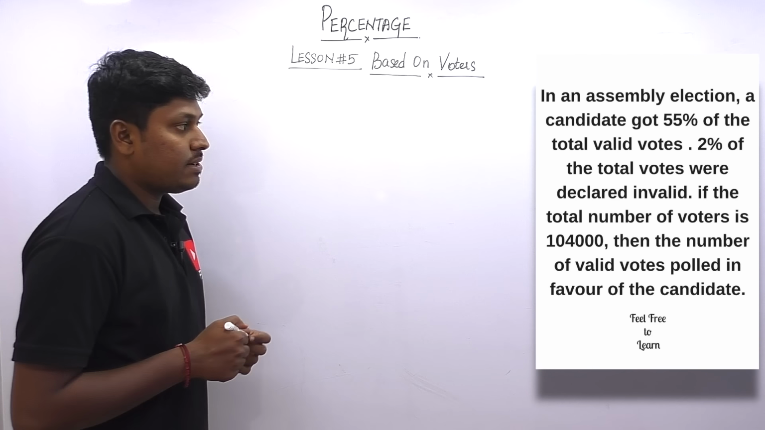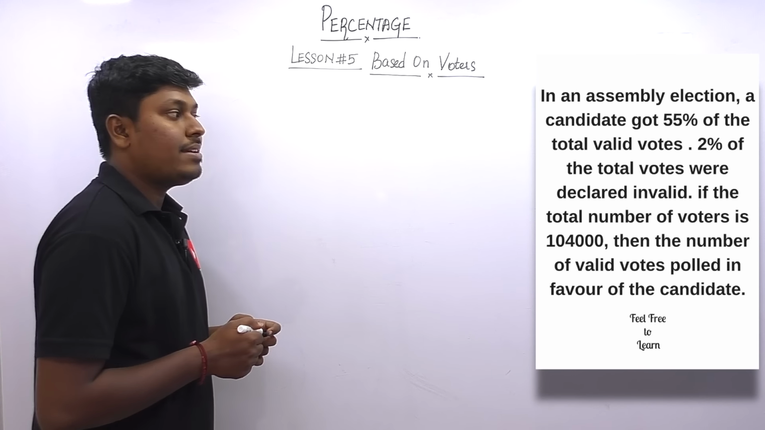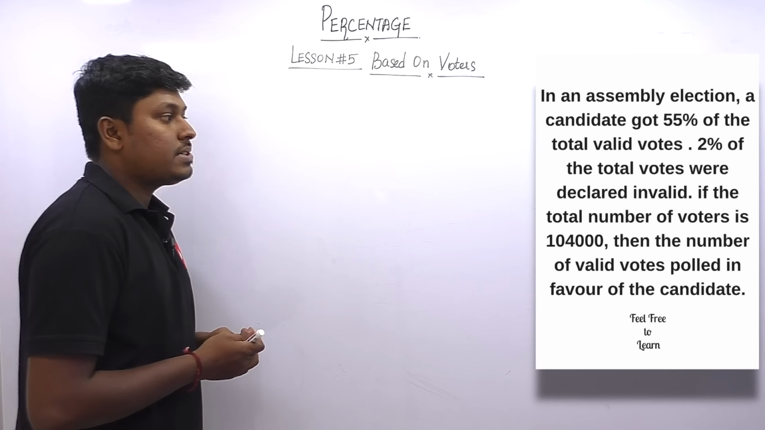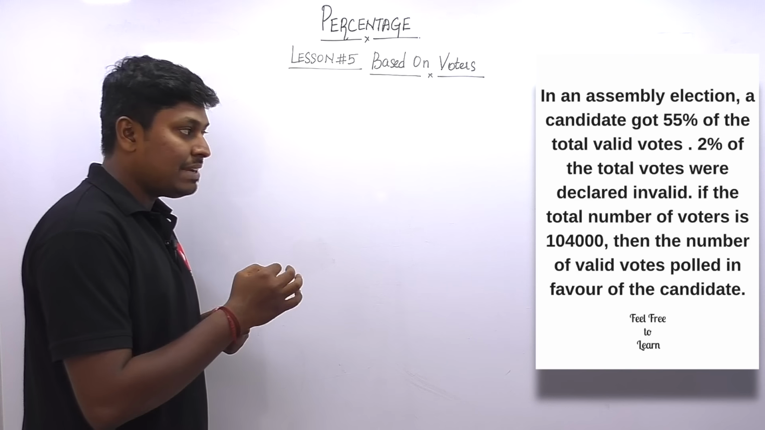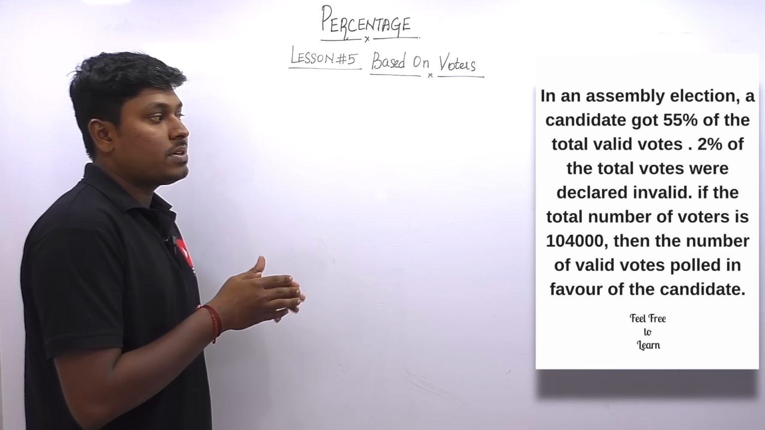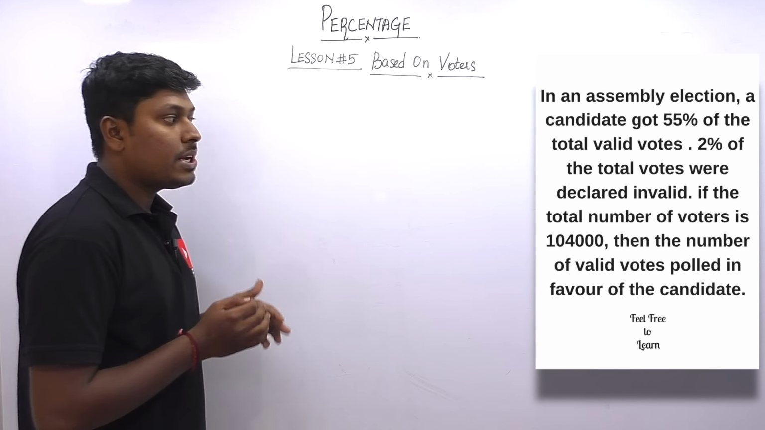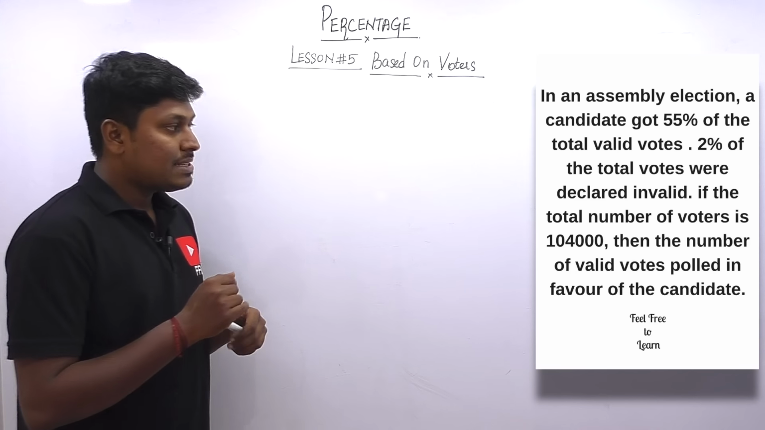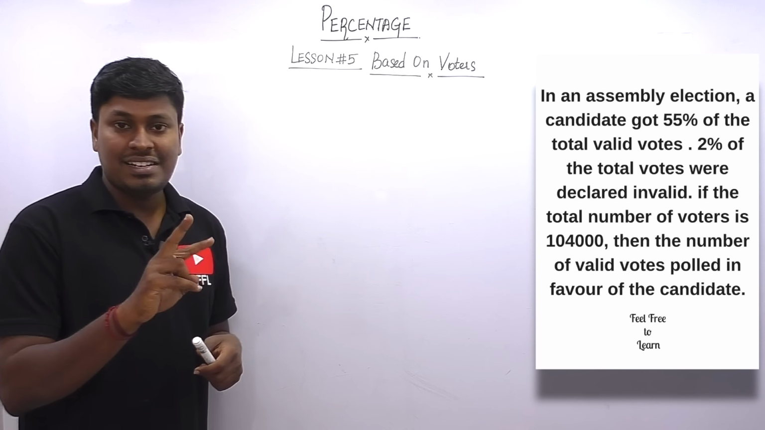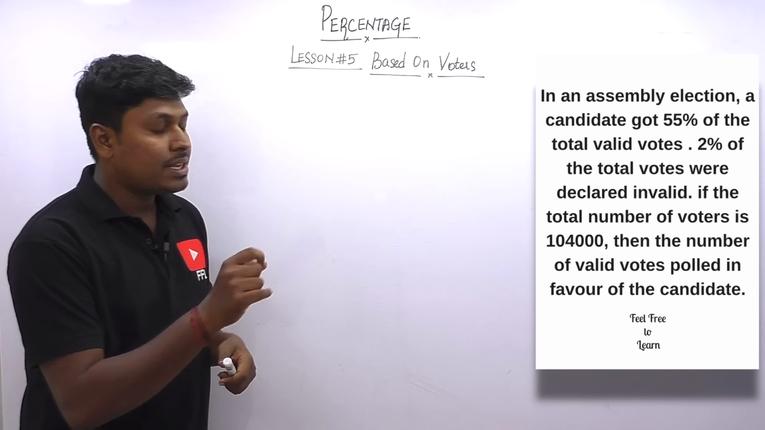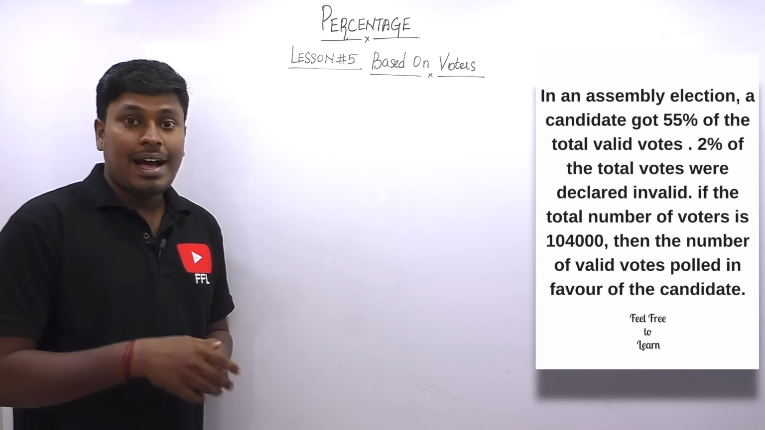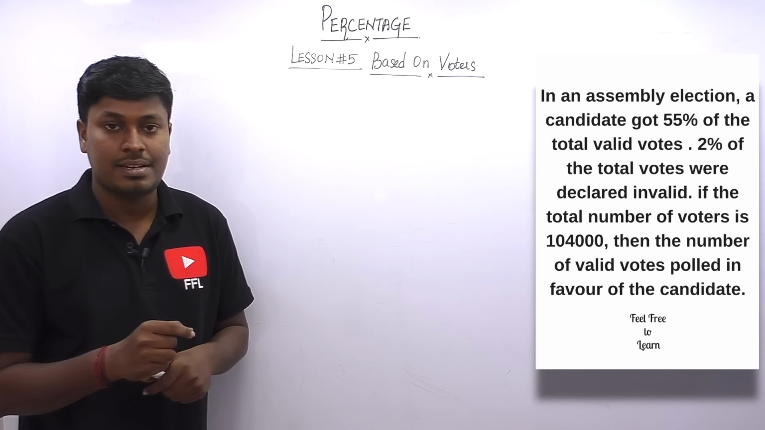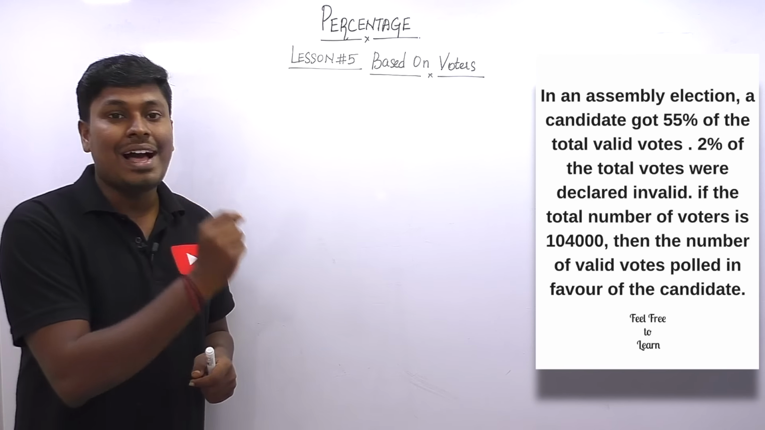Last, 8th question. In an assembly election, a candidate got 55% of the total valid votes. 2% of the total votes were declared invalid. If the total number of voters is 1,04,000, then find the number of valid votes polled in favor of the candidate. Interesting question. Listen here. Similarly, this is an election between two candidates, and 2% of the votes were declared invalid. And listen to the words carefully: a winner got 55% of the total valid votes.